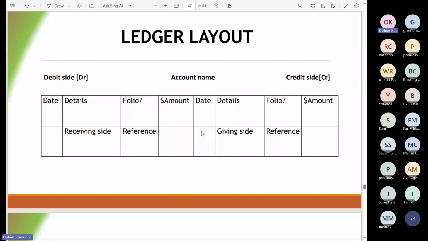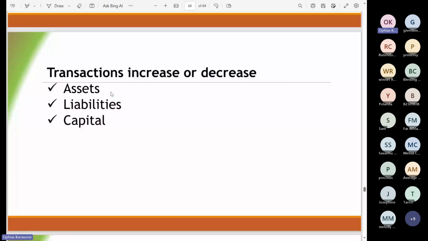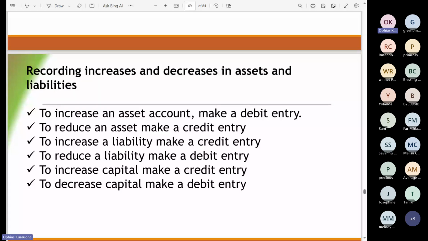The transaction increases or decreases assets, liabilities, or capital. Recording increases and decreases in assets and liabilities. To increase an asset account, make a debit entry. I think we discussed that when an asset account is increasing, make a debit entry. To reduce an asset, make a credit entry. Those are some of the rules which you're supposed to understand and know, to make sure that you grasp this concept.